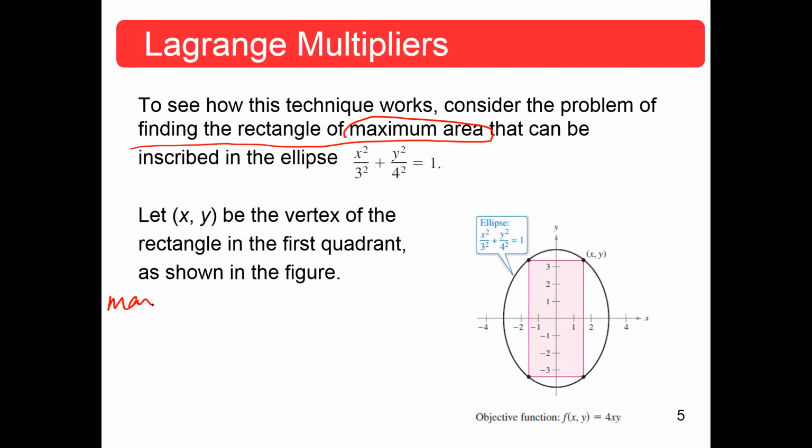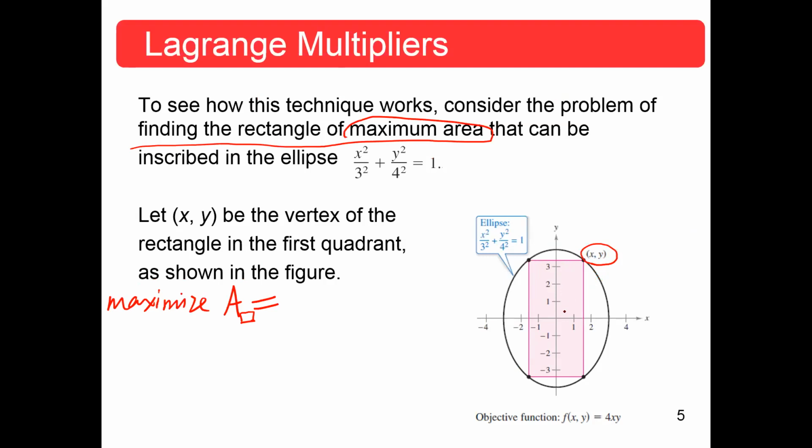Okay, so we're trying to maximize total area. Area of the rectangle, right? Let's suppose I have a point, because the rectangle must have 4 vertices. So 1, 2, 3, 4. Let's suppose one vertex has to be in quadrant 1, right? Suppose this is the point (x, y).